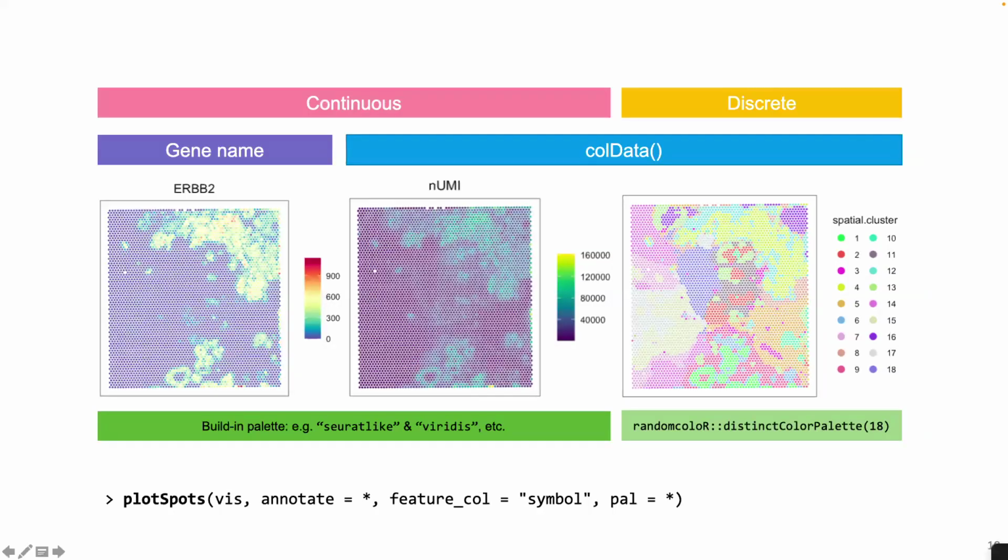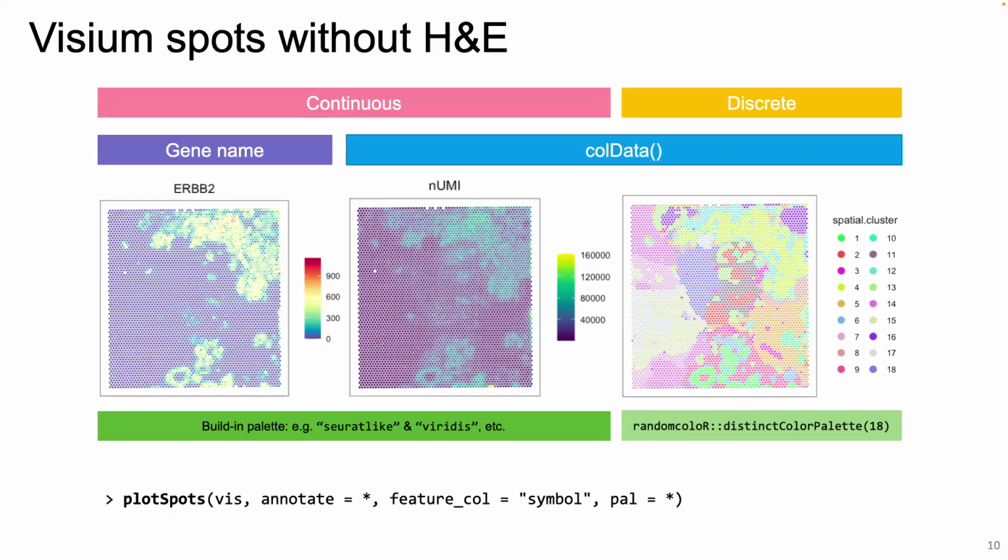So here there are different categories that you can plot, either by continuous variable or discrete variable. For discrete, you would have a spatial cluster, for example the labeling of the clustering results. And then here it can be gene expression or it can be metadata in the colData. I also have another one that's not shown here, the scatter pie, which overlays the pie chart with the cell type proportion on the H&E image.